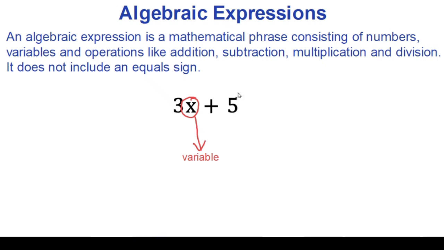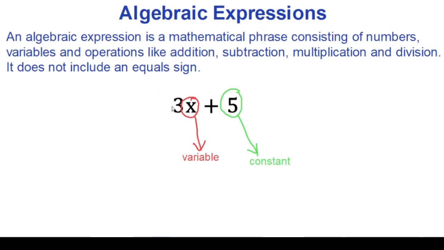Now see this number here, 5. This 5 is called a constant. See, there is no variable with this 5. It is just a number 5, so it is called a constant.